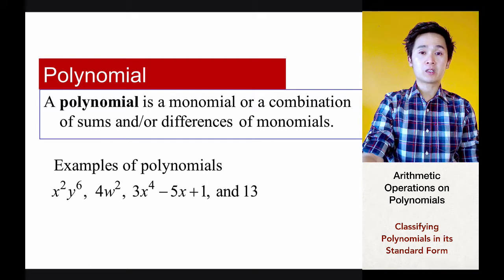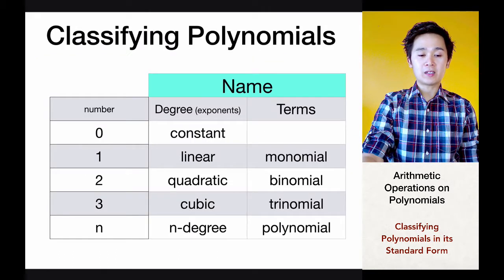Now, polynomials can be classified according to its degree and number of terms, and we have different names for these types of polynomials. Now, this is how you call your polynomials according to the highest exponent that the polynomial has and the number of terms that the polynomials have.